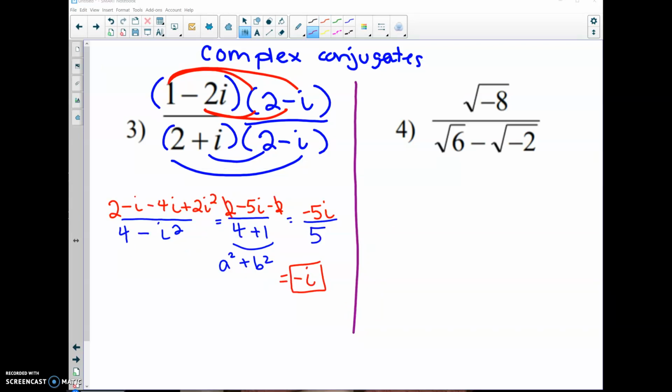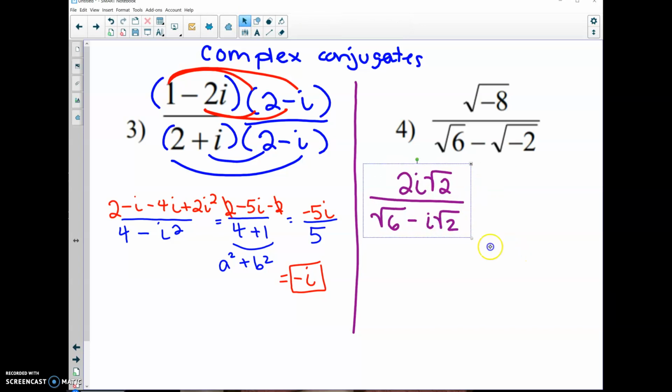All right, for number 4, let's first rewrite any negative square roots with i instead of the negative sign being under the square roots. And also any square roots that can be simplified, let's do that first. So the square root of negative 8, we've done this one a couple of times in the previous video. So the square root of negative 8 is 2i square root of 2 over the square root of 6 minus i root 2. All right, the complex conjugate of our denominator is the square root of 6 plus i root 2.